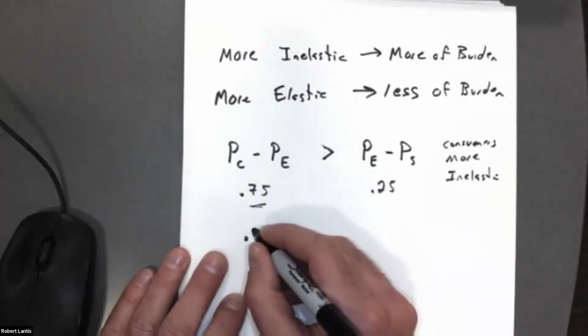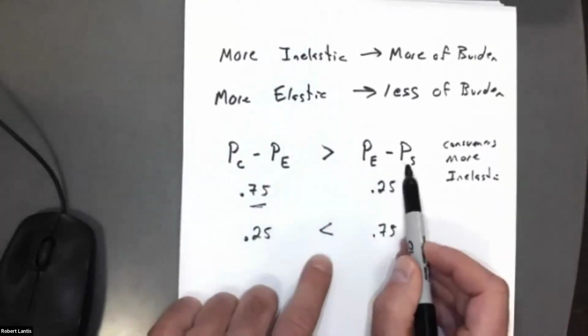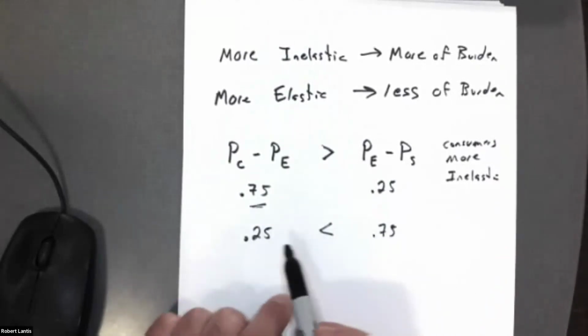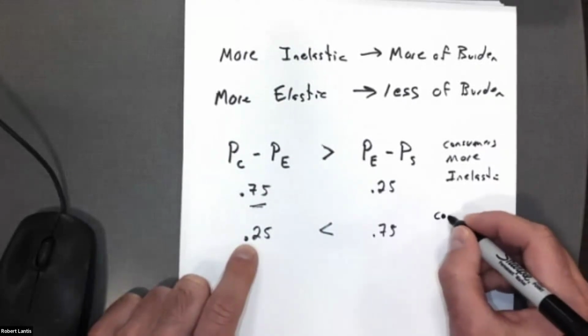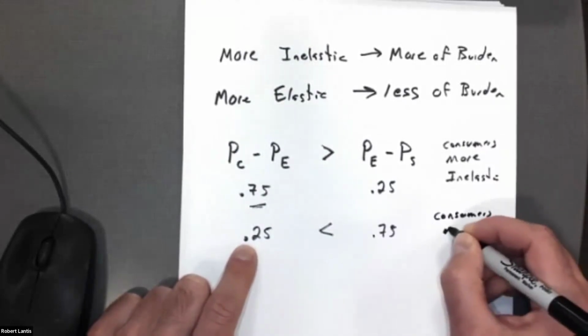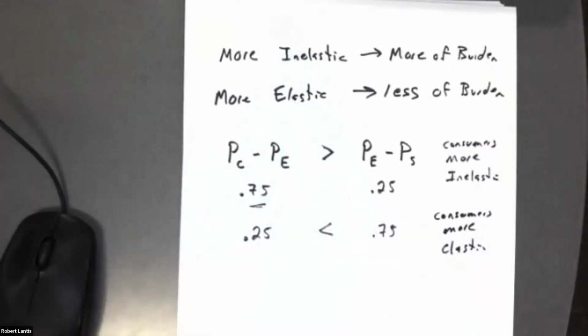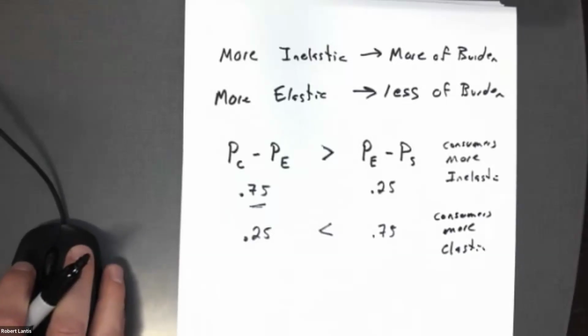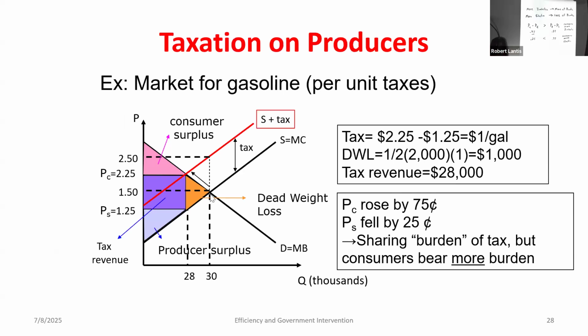If it was flipped, let's say the difference looks something like this, well, then the amount that the sellers keep is going down by more than the increase that the consumers are paying. Here we would say that consumers would actually be the ones who are more elastic. They're bearing less of the burden of that overall $1 tax. Okay. So we can look at a visual for this, which is right here. In this example, I've got, I think, gasoline instead of cigarette taxes.